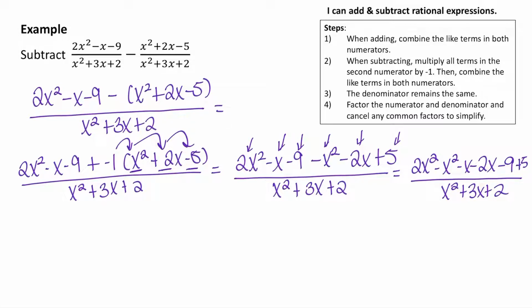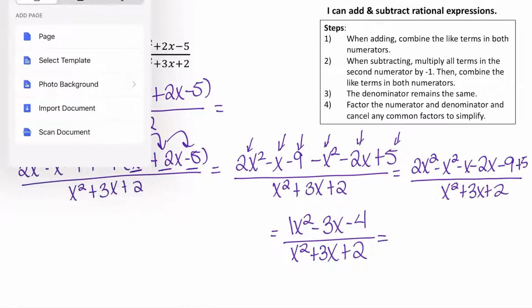So now we're just going to combine these. 2x squared minus x squared is just going to give me 1x squared. And then minus x minus 2x is minus 3x. And then I have minus 9 plus 5, which is minus 4. And that's all over x squared plus 3x plus 2. So now what we need to do is factor the numerator and denominator to see if there's any common factors that we can cancel. So I'm going to go ahead and do that on the next page.